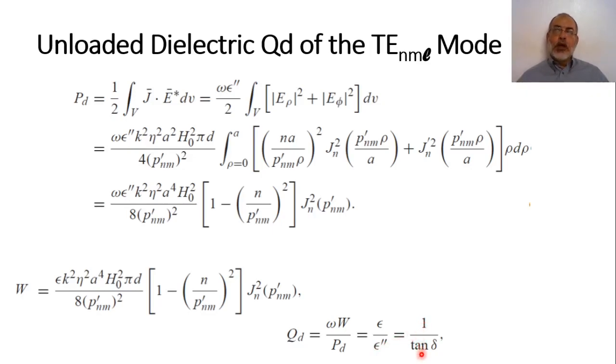Once again, for any closed cavity, the quality factor due to the dielectric loss is simply 1 over the loss tangent of the medium which is filling this cavity resonator. This is actually the same result for the rectangular waveguide resonator or rectangular waveguide cavity, which we have already discussed before.